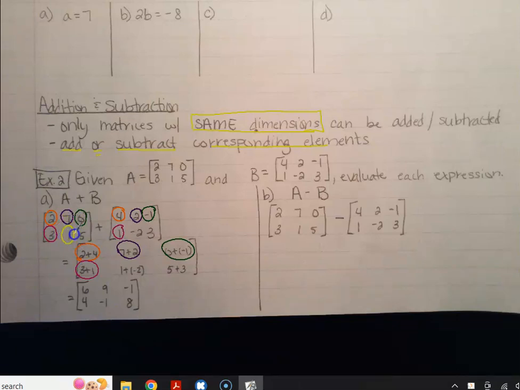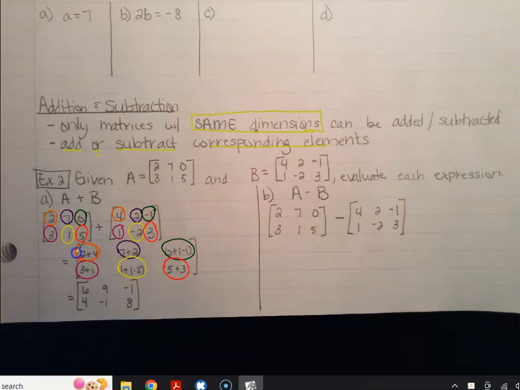Let's do 1 and -2. So then we have 1 plus -2. And our last one is 5 and 3. Those are corresponding. So we have 5 plus 3 here. Sometimes I do the math in my head and I skip ahead. All right. So then we actually solve those.